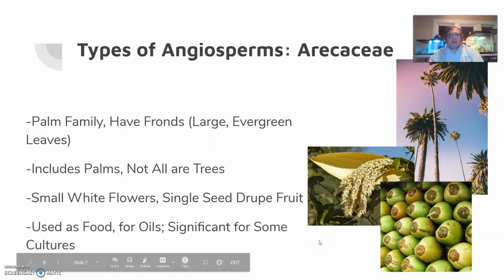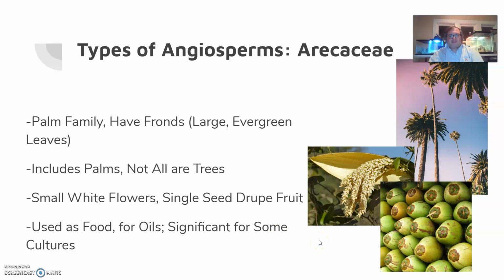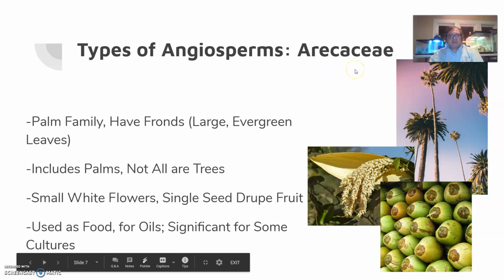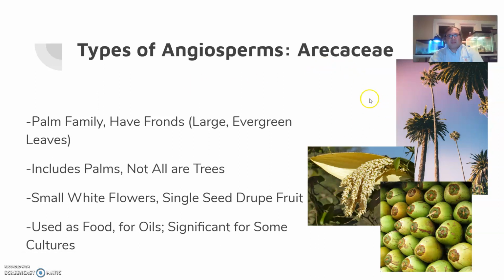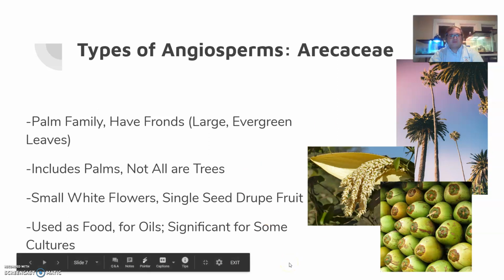So now we're going to look at the Ericaceae, and again, I'm probably going to mispronounce some of these family names, so I'm going to give it my best shot here. This is the palm family. All of them have fronds, so the large evergreen leaves that we associate with palm trees. This includes palms, but not every palm that you think of is necessarily a tree. Some of them are more like vines. It just depends on the particular palm.